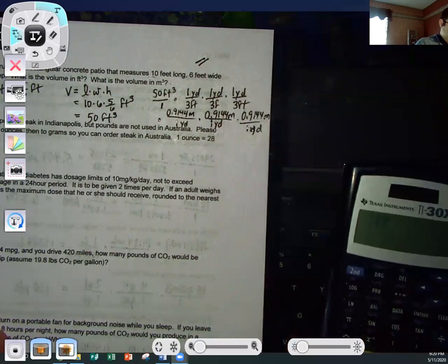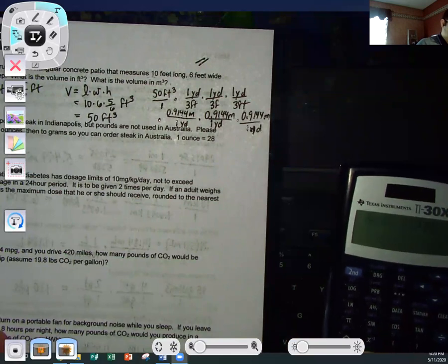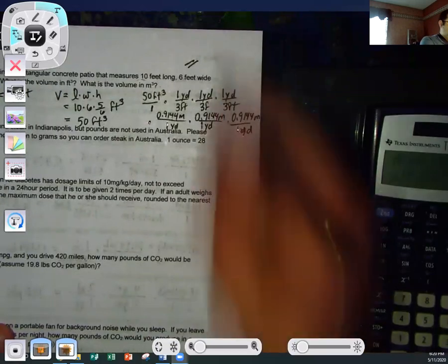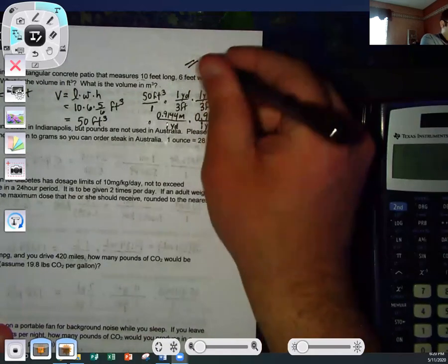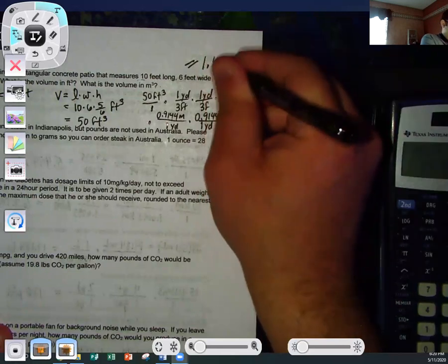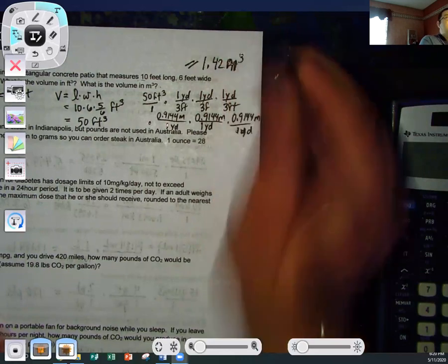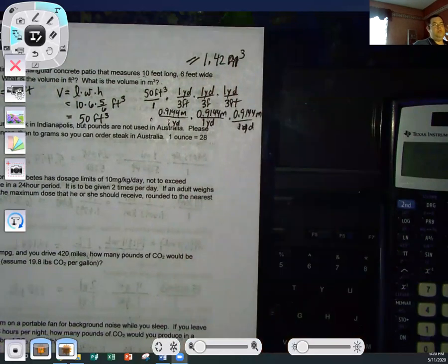So it'd be 50 divided by 27 times 0.9144, which gets us approximately 1.42 cubic meters. So 1.42 cubic meters.